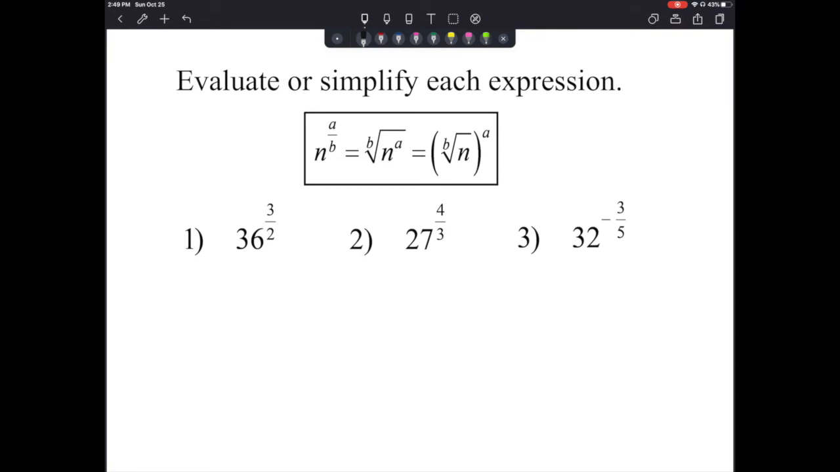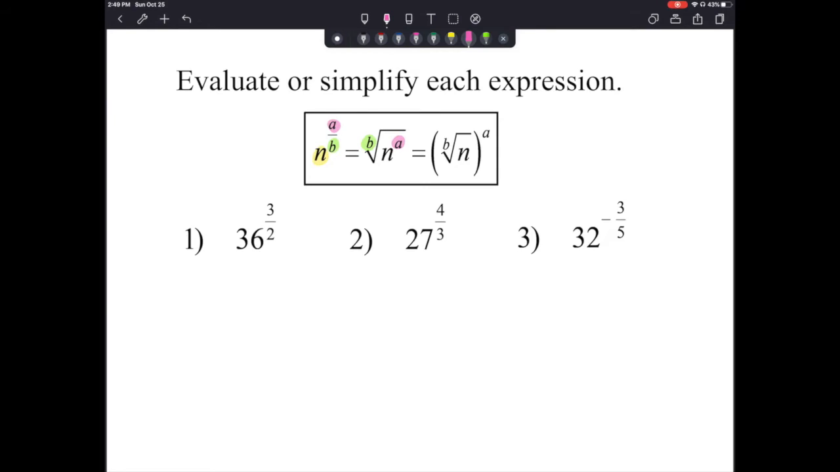Next expression is when we have a different value besides 1 in our numerator. So if I have some base n and it's being raised to the power of a over b, we're still talking about our root value being b, but now instead of raising it to just the first power, we're going to be raising our base to whatever power is left in the numerator. So there are 2 ways to write this.